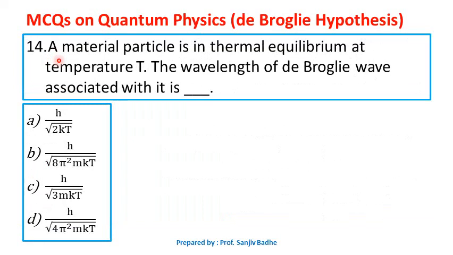Question number 14. A material particle is in thermal equilibrium at temperature T. The wavelength of the de Broglie wave associated with it is, the options are: h upon 2kT; option B is h upon square root of 8 pi square mkT; the third option is h upon square root of 3 mkT; and the fourth option is h upon square root of 4 pi square mkT.